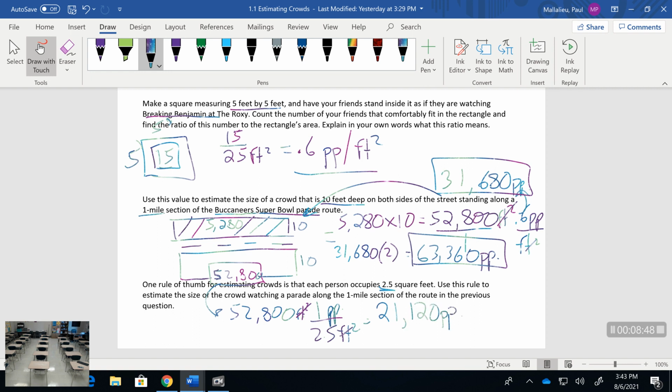21,120 people on one side of the road, and then we'd have to multiply that by 2, and that would leave us with 42,240 people on both sides. All right, so that's how we work these proportions to figure out, to take a small segment, use, in this case, approximately 2.5 square feet per person, and it gives us a fairly accurate depiction. All right, so that's video 1, and then you'll see video 2 in a moment for today's lesson.